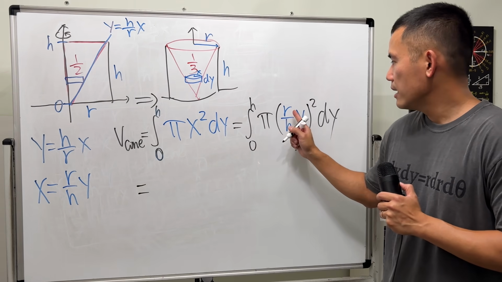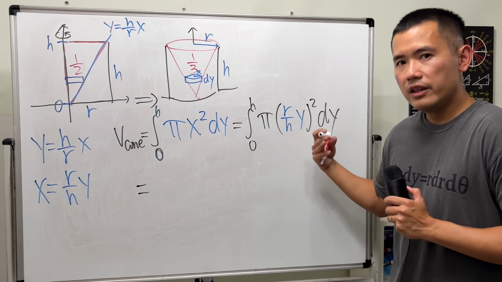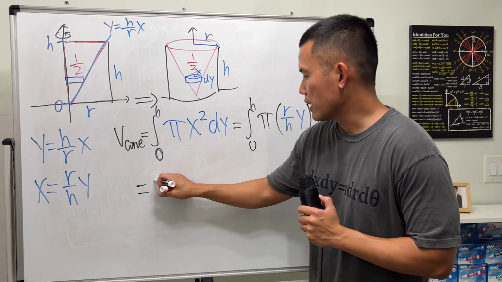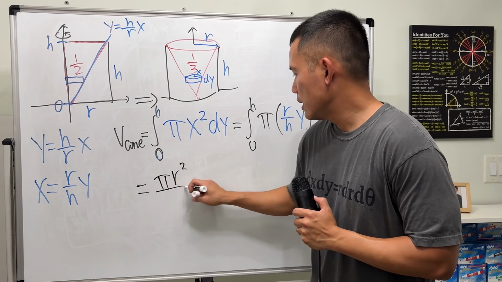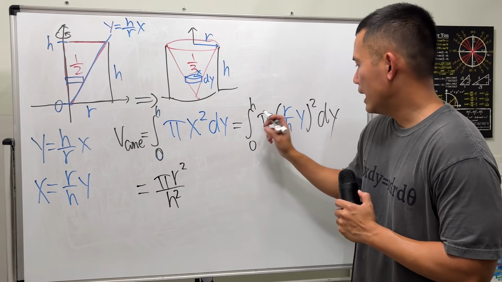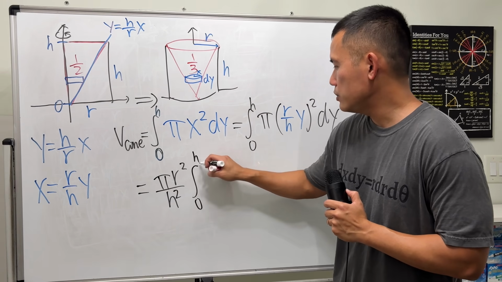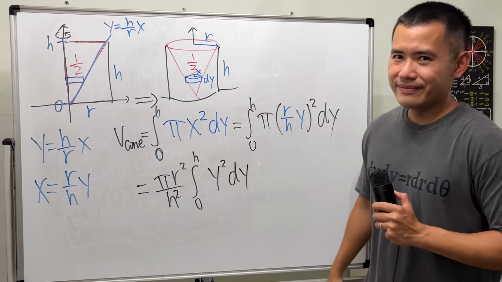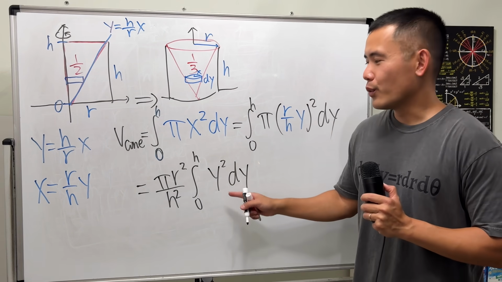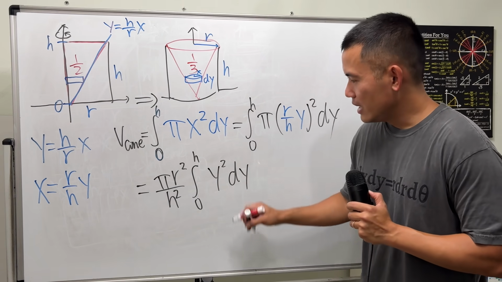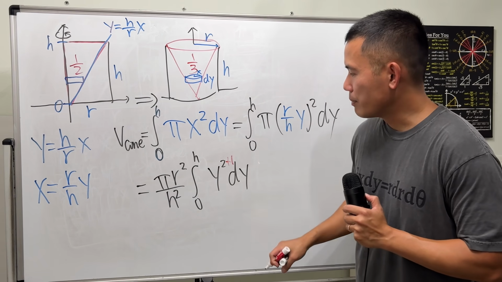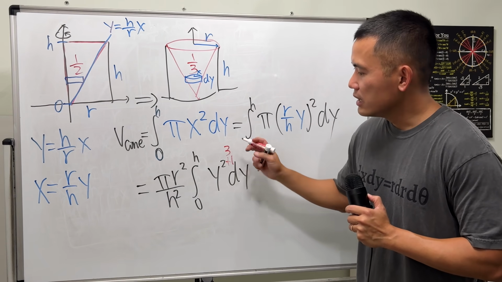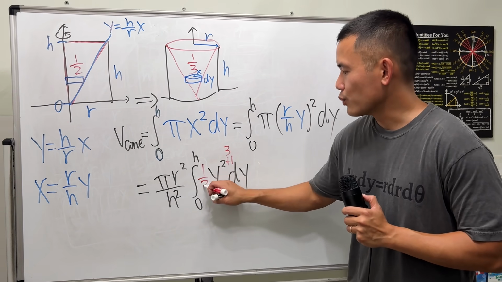First, we have pi r squared over h squared. They are all constants, so you can put that in the front of the integral, like this. And then we have the integral from 0 to h, y squared dy. I'm pretty sure some of you guys can see why we have the 1/3 already. Because right here, we have to add 1 to the power, we get 3, divided by the new power, which is 3.